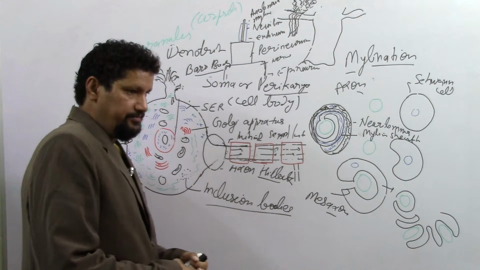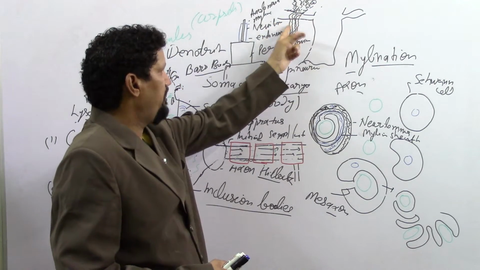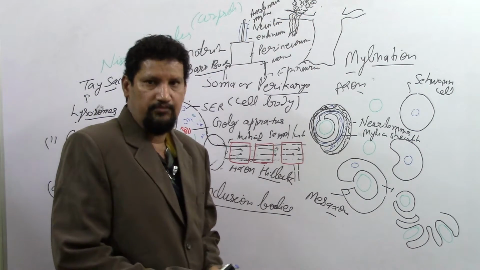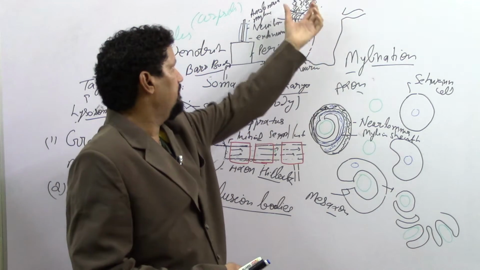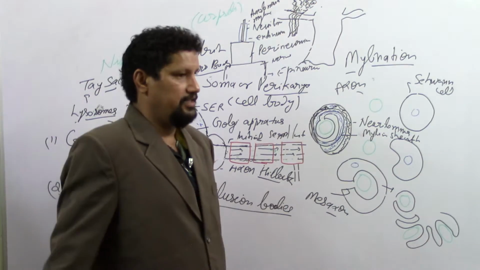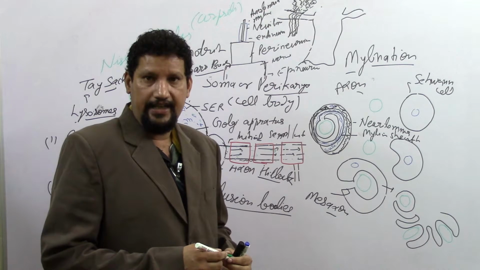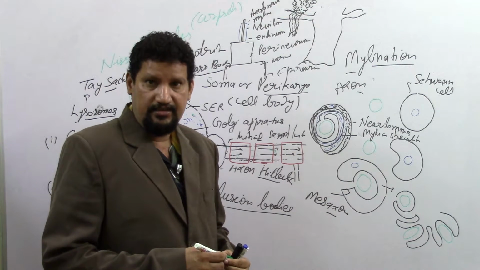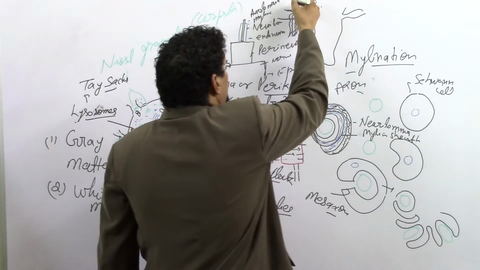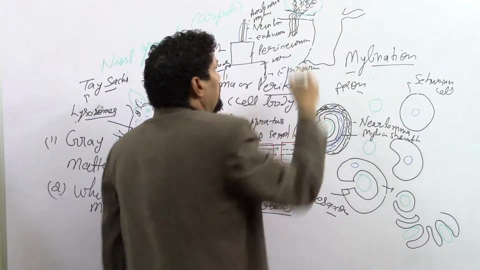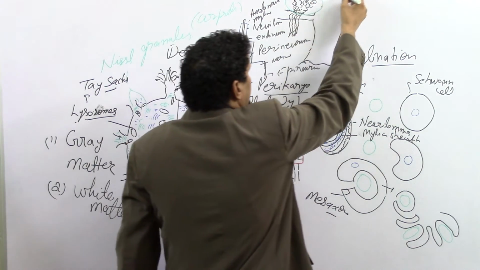So we have seen what is soma, what is gray matter, what is white matter. Here I want to explain some more things related to the gray matter and white matter. When this collection of somas, or this collection of nerve cell bodies, is outside the central nervous system, it is known as ganglion, or ganglia.